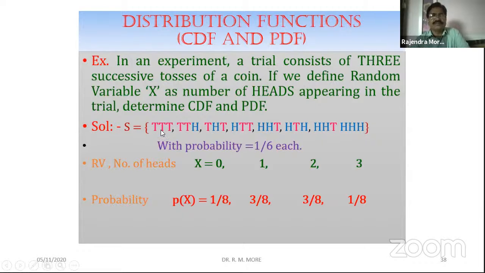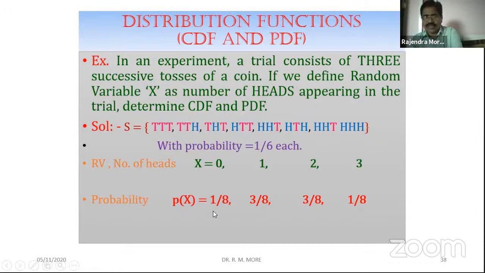Now, number of heads. In the first case, there is 0, and its probability is 1/8. If the number of heads is 1, see here, this is 1, this is 1, this is 1. So 3 cases are there with 1 head, therefore 3/8. If 2 heads, here it is 2, in this case also 2, and in this case also 2, and these are 3 cases, so 3/8. And for all 3 heads, it is 1/8. So this is our random variable now, 0, 1, 2, 3, and the probabilities are 1/8, 3/8, 3/8, and 1/8.